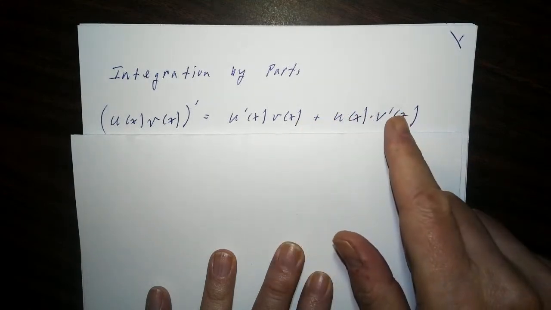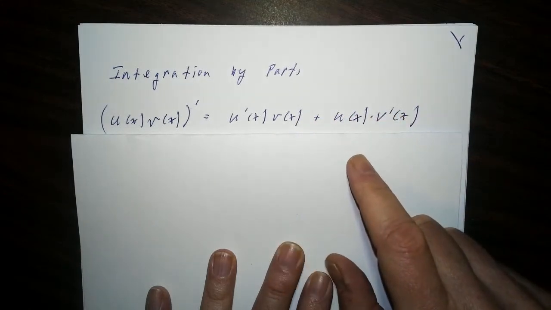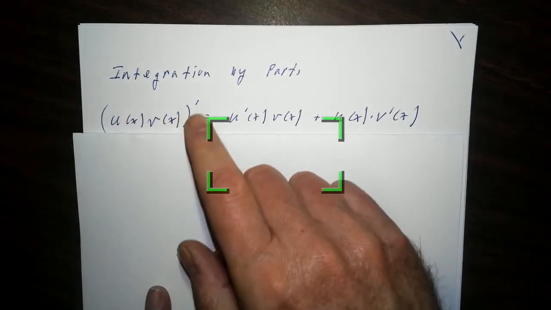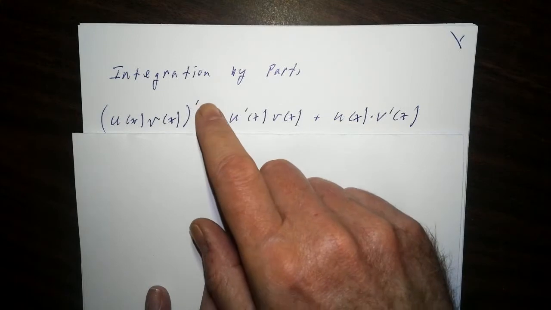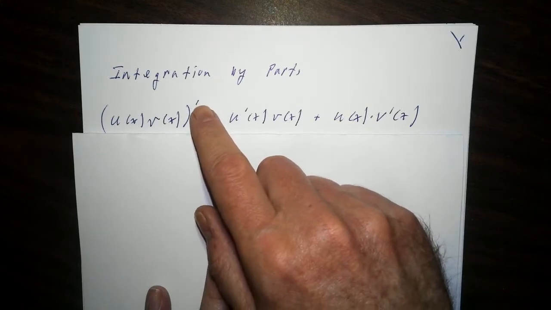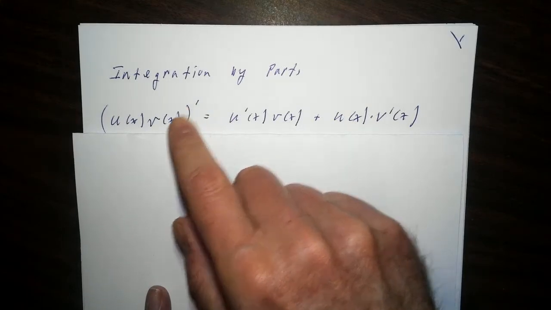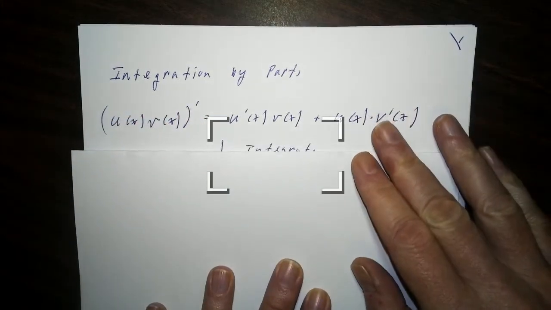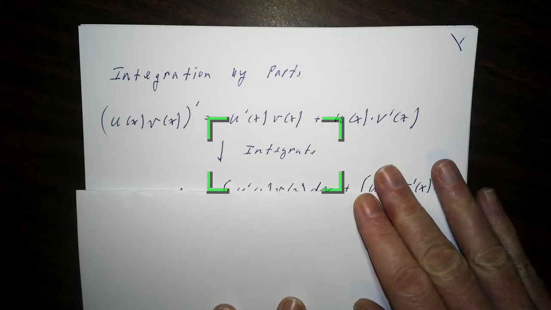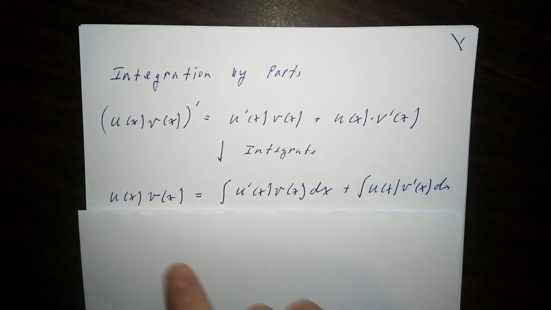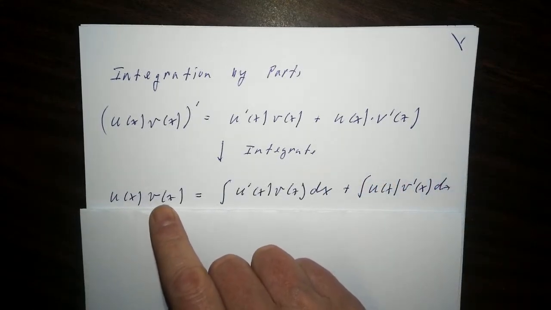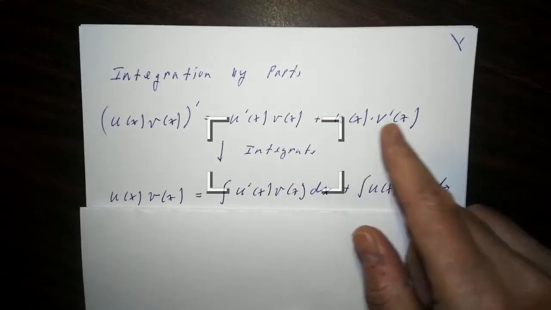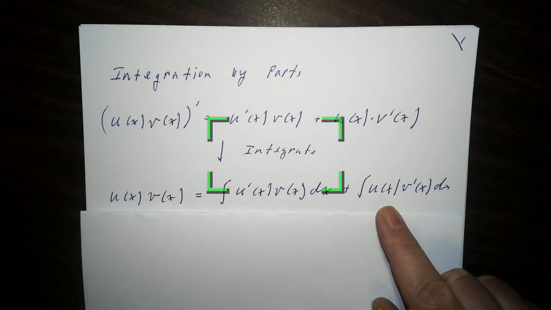Now let's anti-differentiate, or compute the indefinite integral, of each side. If we take the antiderivative of the derivative of u times v, the prime simply goes away. Again, the antiderivative of the derivative is the original function. So if we integrate each side, the left side becomes just u of x times v of x, and then we'd have the indefinite integral of this, and the indefinite integral of that.